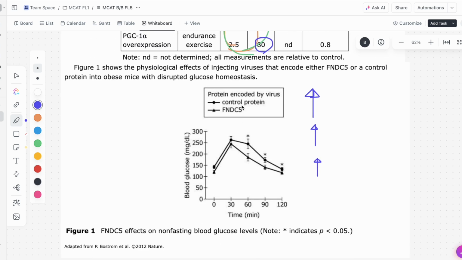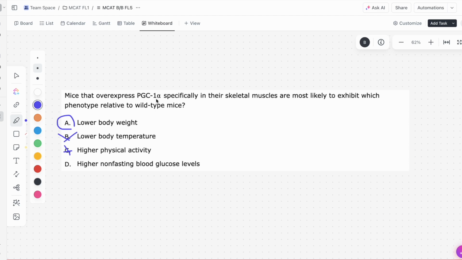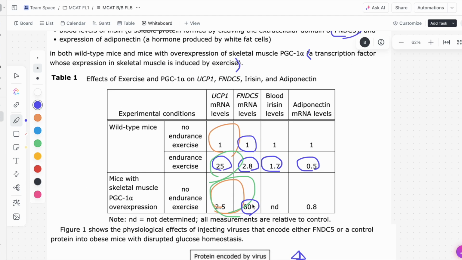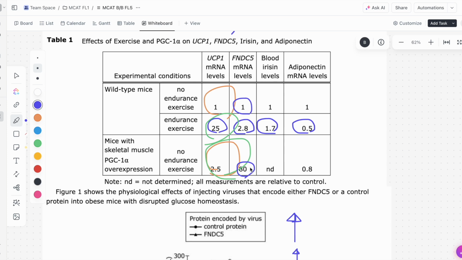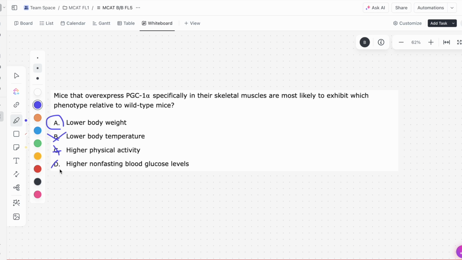And remember, higher levels of FNDC5, lower levels of blood glucose. So PGC-1 alpha, what does that do? It increases FNDC5 levels, which in turn decreases blood glucose levels, so you'll probably be seeing lower levels of non-fasting blood glucose, not higher, which makes A the correct answer for us.